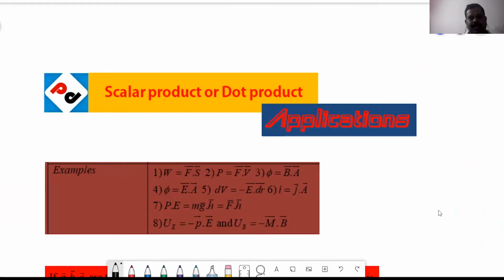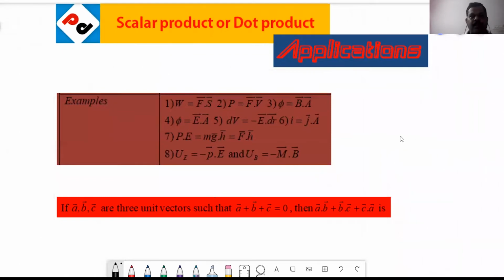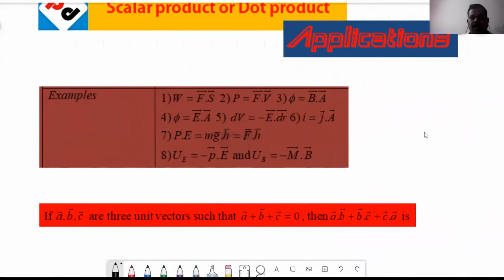Let's see the applications. In my previous class, I gave a few examples for dot product. In this class, I'm going to give some more examples. We already know that work is the dot product of force and displacement. Power is the dot product of force and velocity.